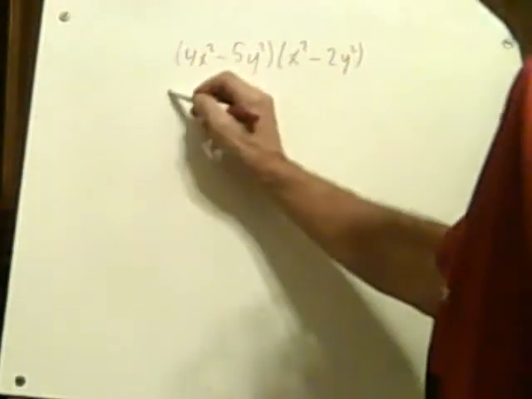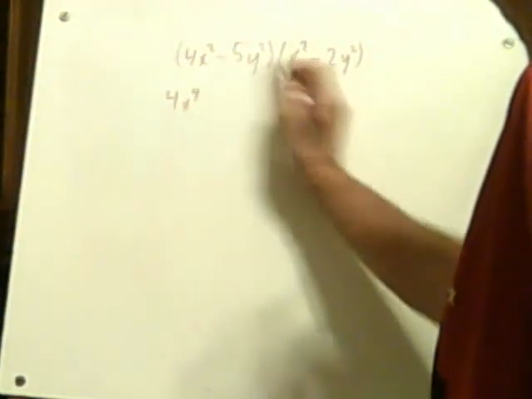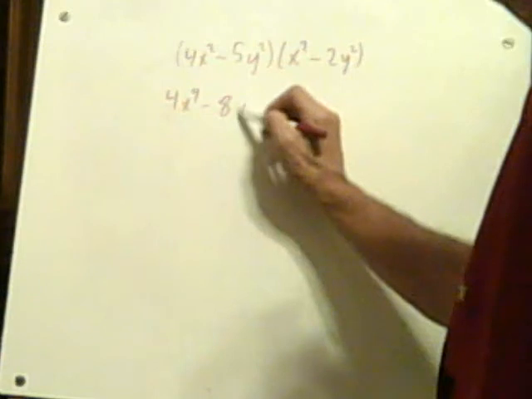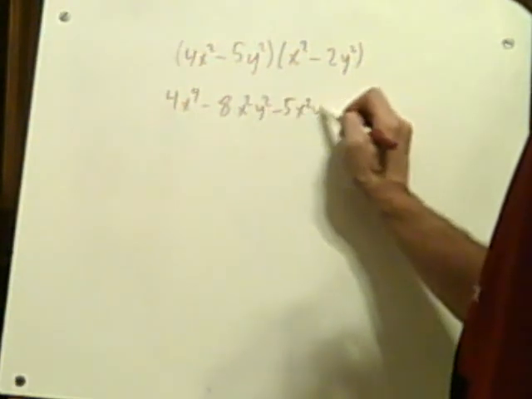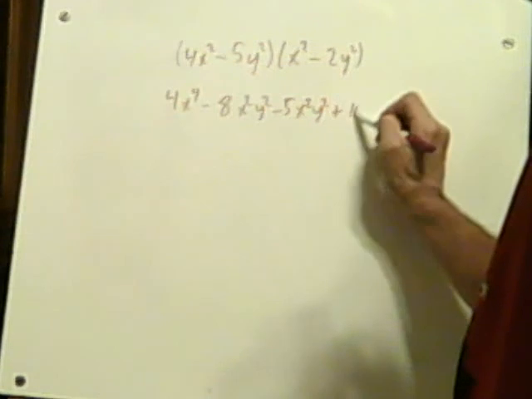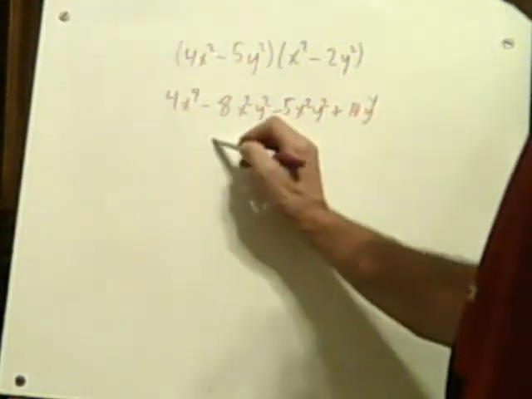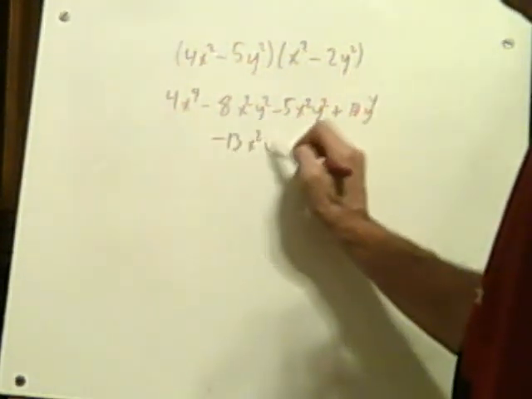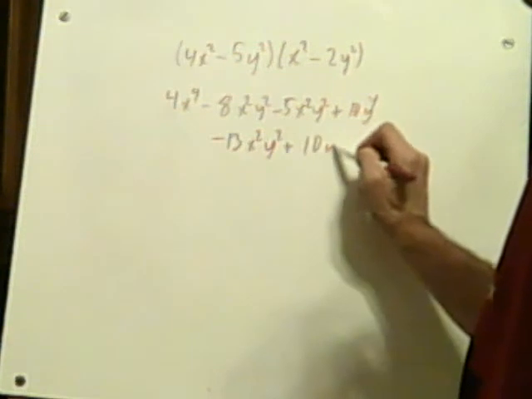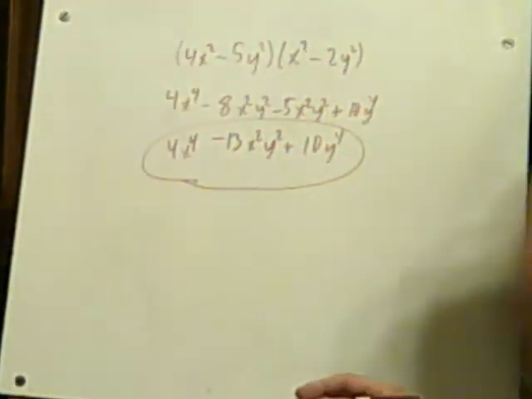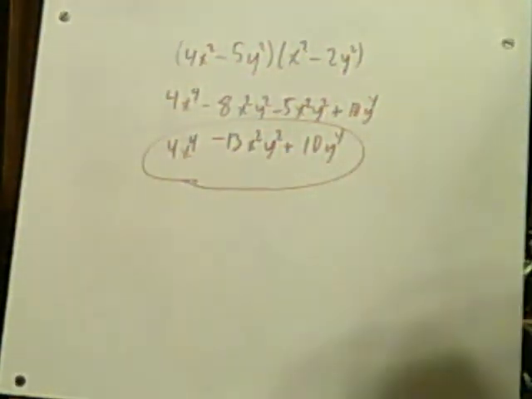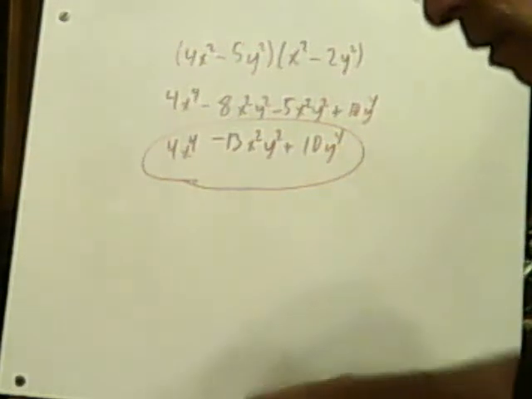Now, this one is going to be 4x to the 4th minus 8x squared y squared minus 5x squared y squared plus 10y to the 4th. So this is going to be minus 13x squared y squared plus 10y to the 4th and 4x to the 4th. And that's it. That's number 28. Okay, so let's go to number 30.